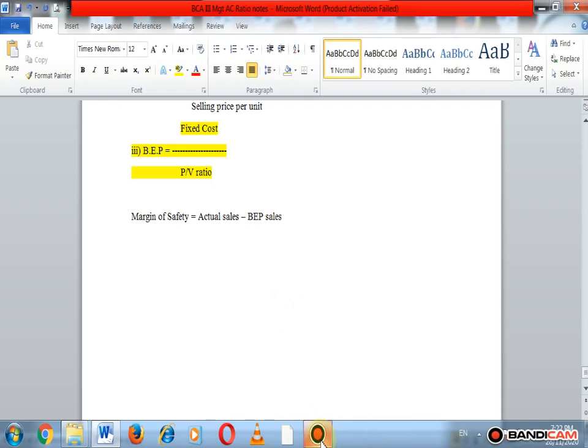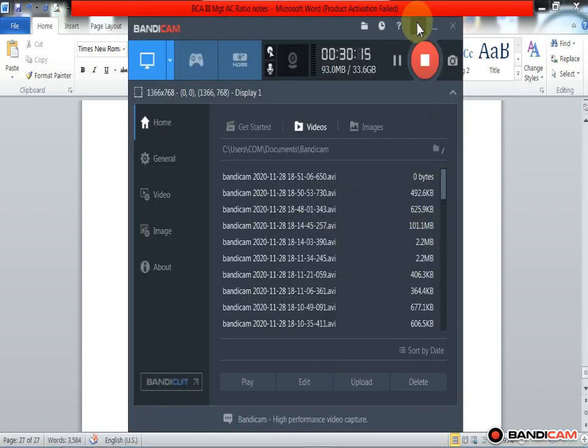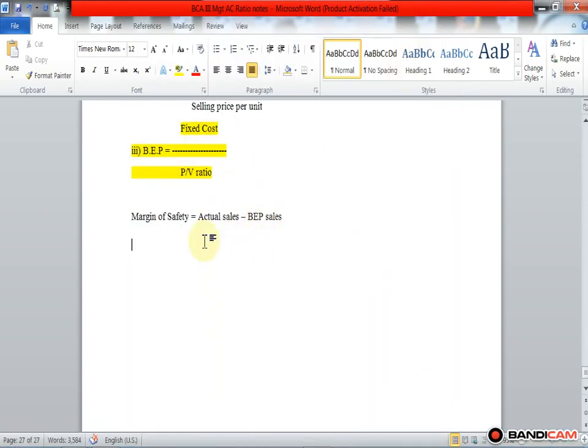of the organization. Okay, and the percentage of margin of safety is calculated by margin of safety divided by actual sales or BEP sales, into 100. We get the percentage of margin of safety. Okay, we studied this point earlier.